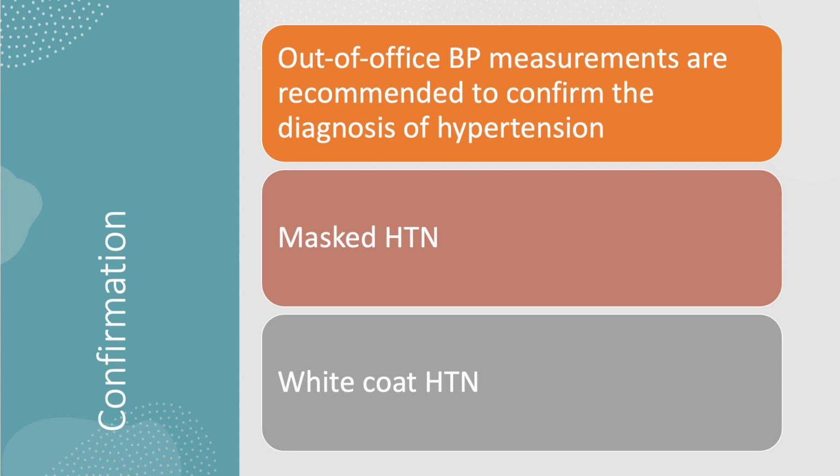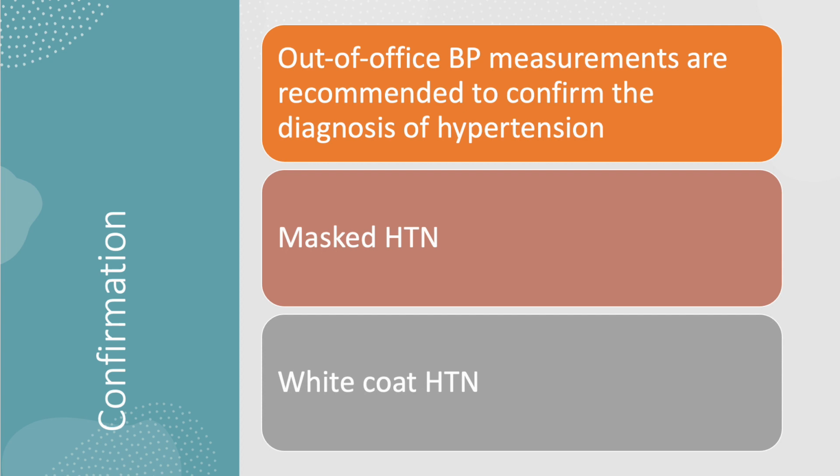We can get an automated device and measure blood pressure 3 times, maybe 2 minutes apart, and the patient is alone in the room without being observed. We can do that over 2 visits for confirmation. Obviously, if you have someone with very high blood pressure, say 170 over 100, with evidence of target organ damage like chest pain or chronic kidney disease, retinopathy, you're not going to wait for confirmation. You're going to take action right away.